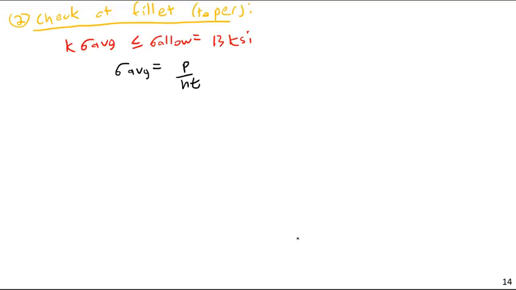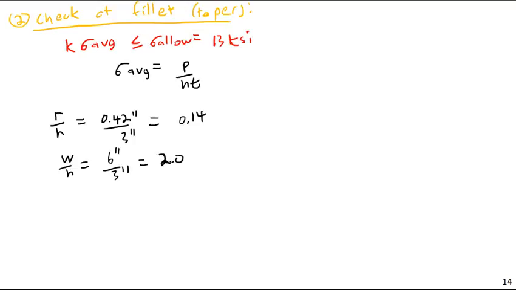And then from figure 4.23 on page 163 in the textbook, to get our factors, we have two possible factors. We're told to check two different things. R over H, basically the greater of these: 0.42 over 3 inches equals 0.14, or W over H, which equals 6 inches over 3 inches, 6 inches being the larger height, H being the lower one, which equals 2.0. And from this, the 2.0 controls, so K equals 2.0. Again, this came from a table. I'm just applying the equations I found in the table. So we need to use a stress concentration factor of 2.0.